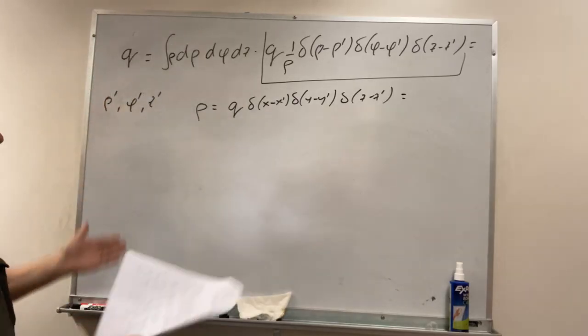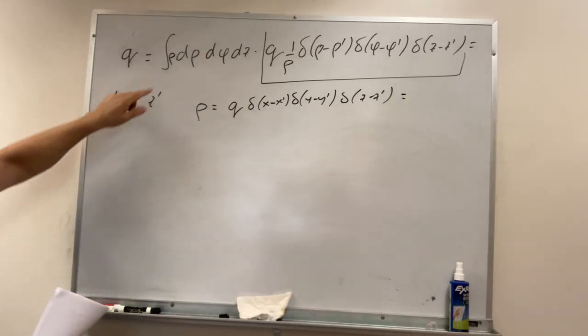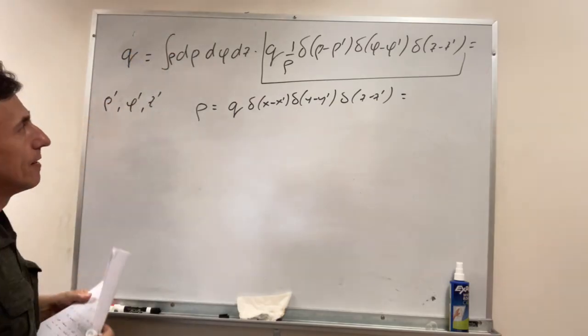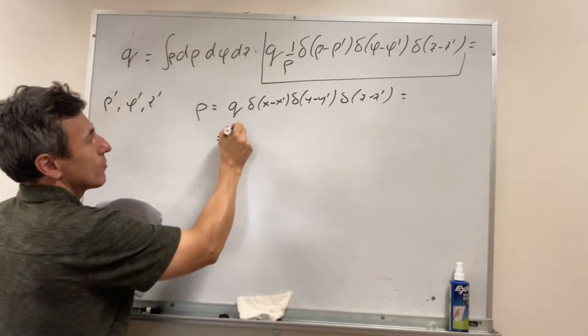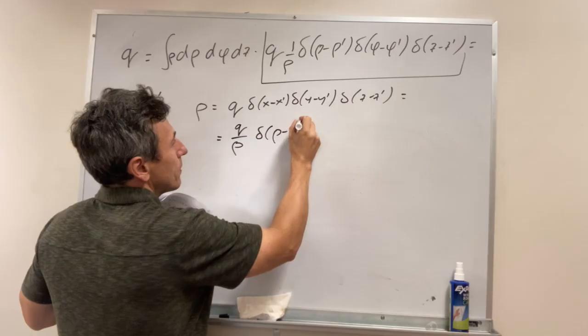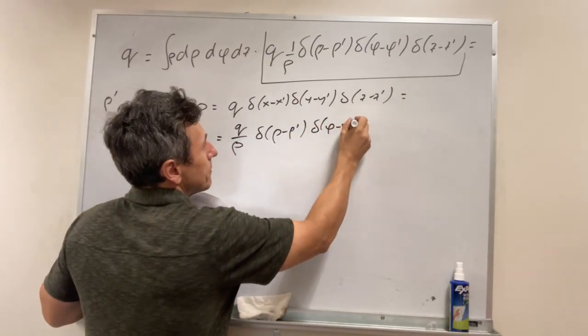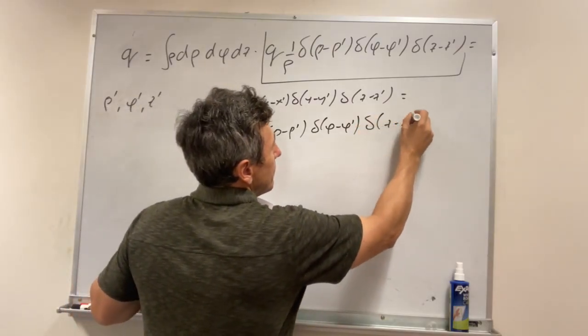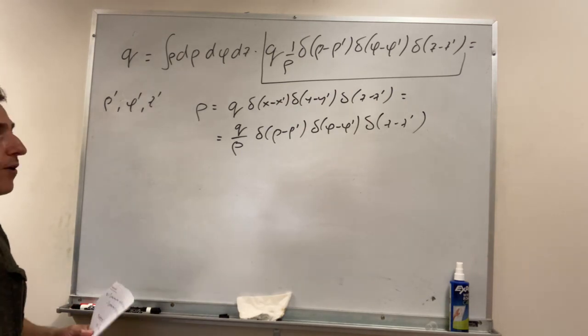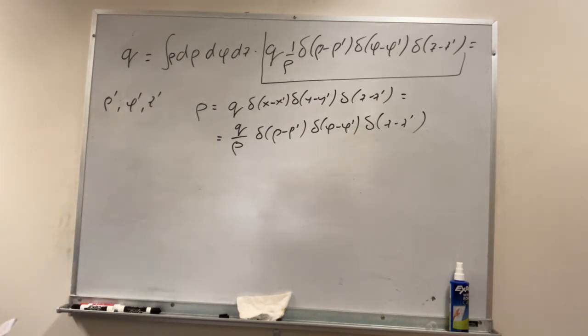We calculate the integral of the charge density over volume, and when you calculate the integral, we need to introduce this rho coefficient here. So the charge density in cylindrical coordinate system will be q divided by rho, and now we have delta rho minus rho prime, delta psi minus psi prime, delta z minus z prime. So it's the charge density in cylindrical coordinate system. So you can see we need to be very careful how to define the charge density of a point charge in terms of delta function in different coordinate systems.